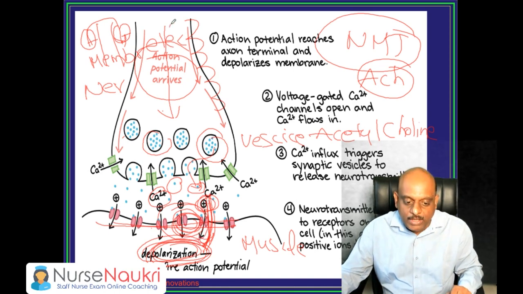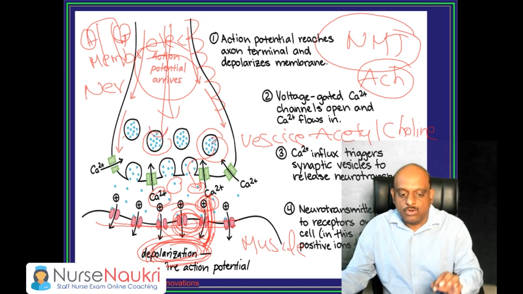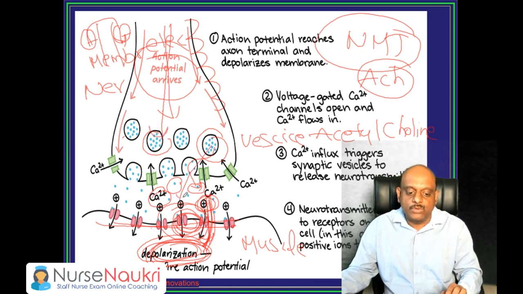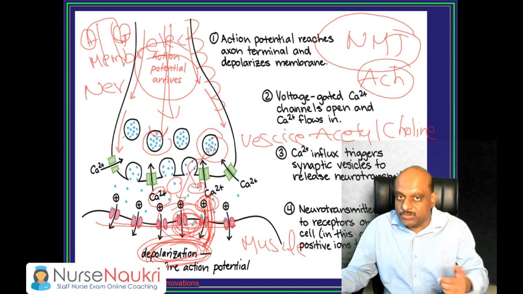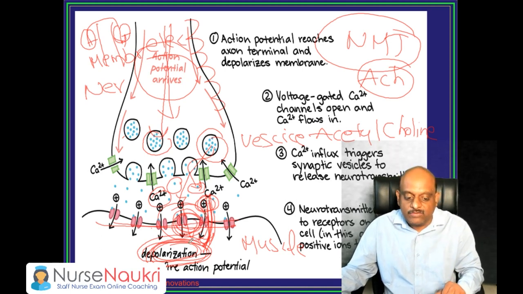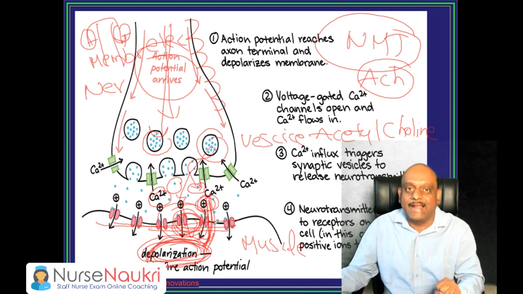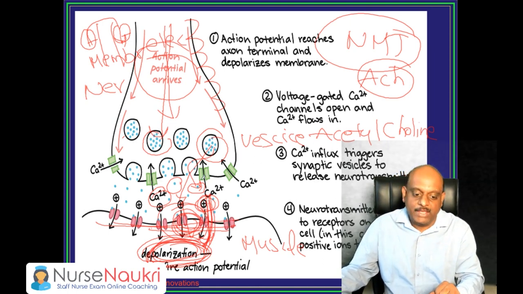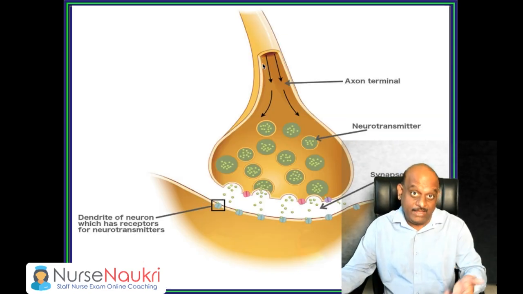That is how a nerve brings the electrical signal, causes the release of the neurotransmitter, which is acetylcholine. That leads to the movement of calcium across the membrane, and it will cause the depolarization of the membrane, and that makes the muscle contract. This is called the neuromuscular junction, right? So this is another way for you to remember.